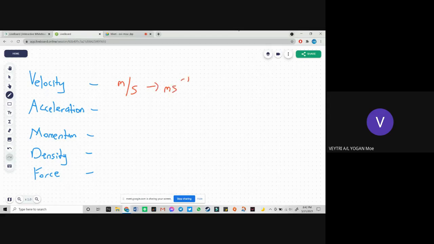Next, acceleration. Meter per second square, or ms to the power of -2. Momentum. You guys can search Google too. Kilogram meter per second, or kg ms -1.